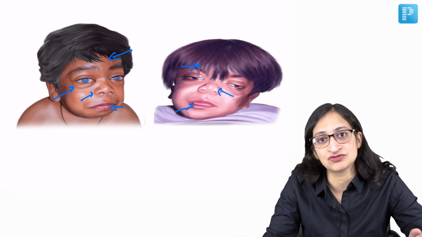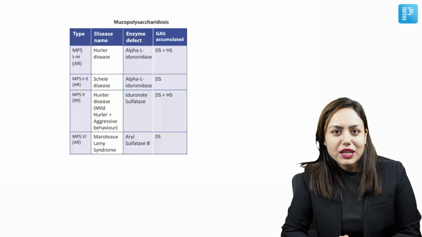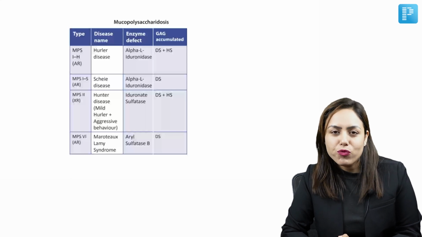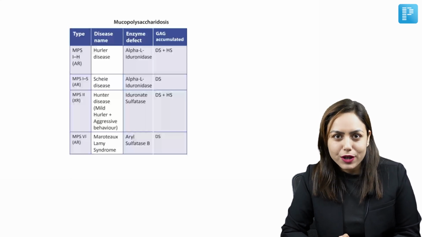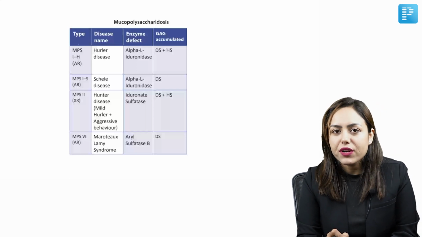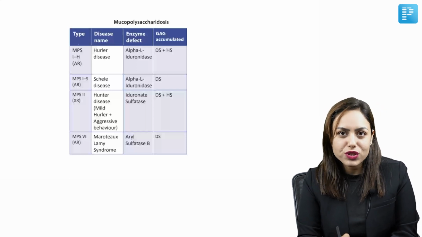Smily to discuss the pathophysiology. So as you're done with the clinical thing, let's do this basic table of the enzyme involved in each mucopolysaccharidosis. Okay. So mainly we have type 1 and type 2, which are important and questions are asked.